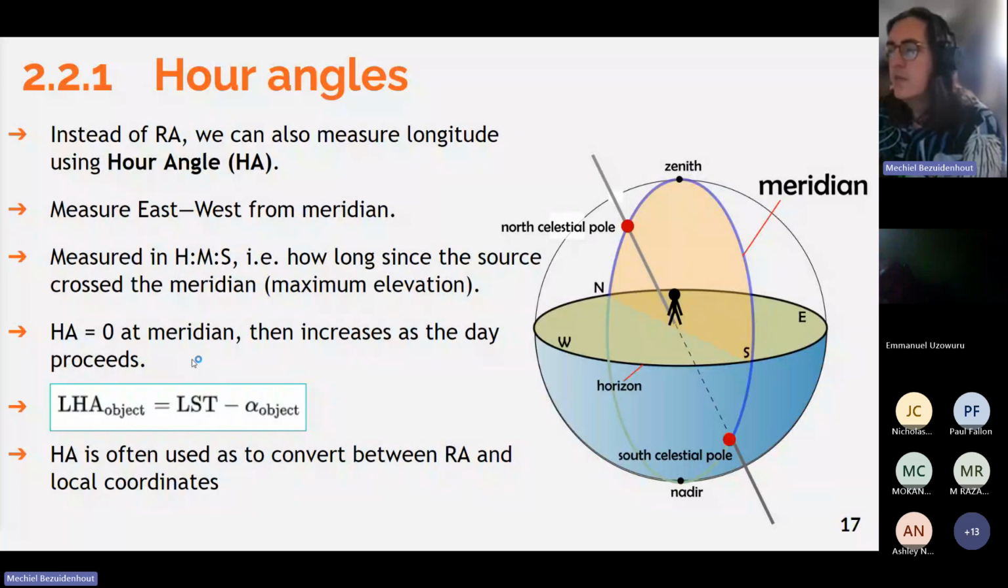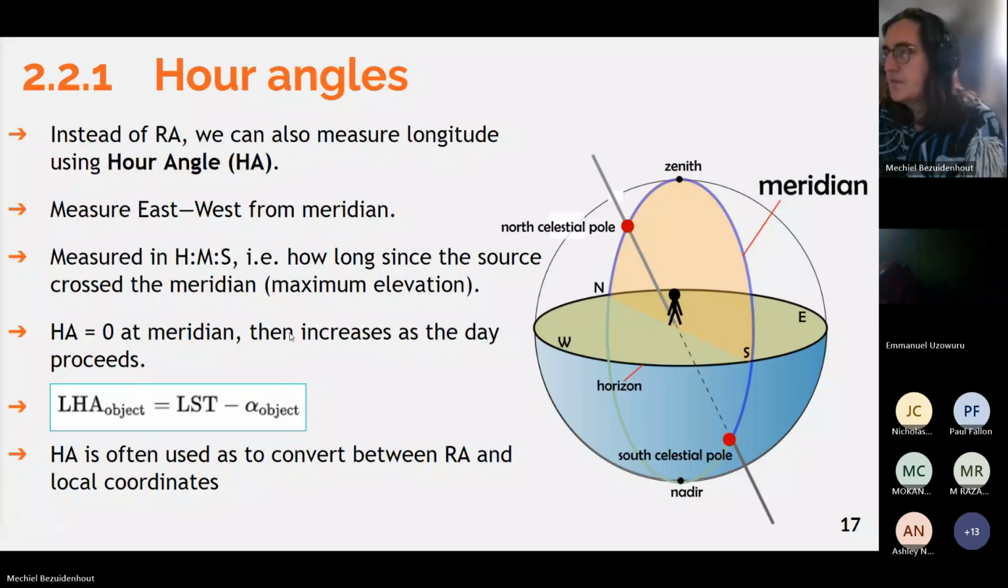So if we want to convert, as I'll show you later, between equatorial coordinates and horizontal coordinates, you can't use the right ascension. You have to use the hour angle, because the hour angle is the local measurement of the longitude that you're actually able to see on the sky from the observer's point of view.